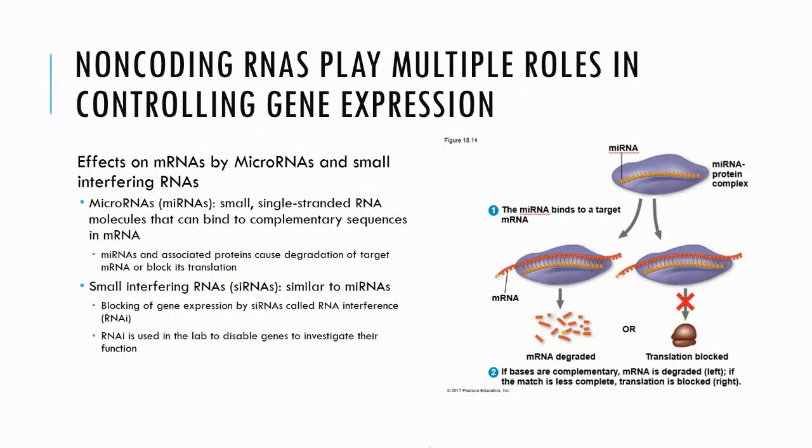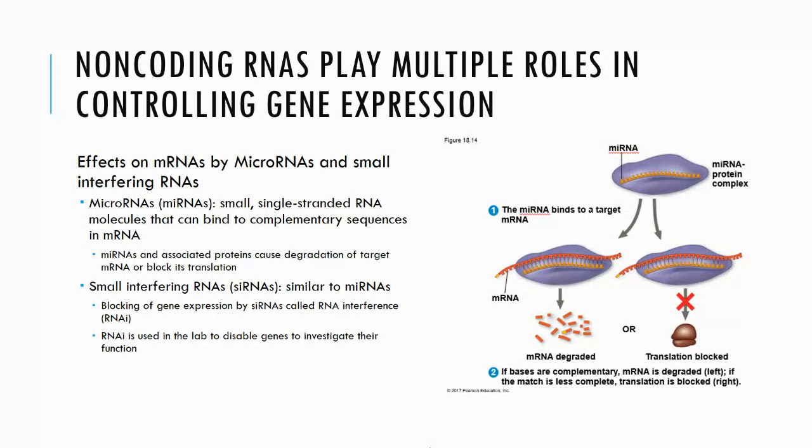And so first, we'll look at the effects on mRNAs by microRNAs and small interfering RNAs. MicroRNAs are small single-stranded RNA molecules that can bind to complementary sequences in the mRNA. So instead of it being single-stranded, that miRNA will bind to a single-stranded mRNA. And what that is going to do is block translation or cause that mRNA to be broken down.